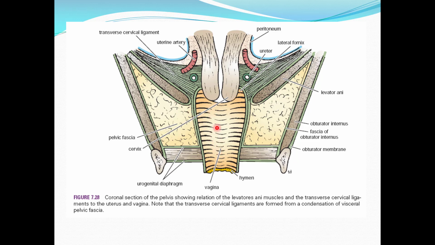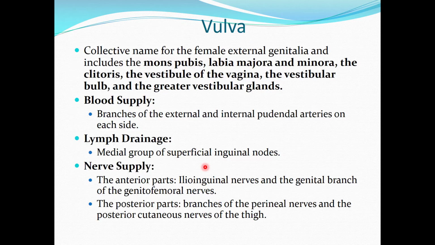The middle part of the vagina is supported by the urogenital diaphragm. See here, this is the urogenital diaphragm. The lower fascial layer of the urogenital diaphragm is called the perineal membrane, and the lower part of the vagina is supported by the perineal body. Okay, the perineal body will be present here.